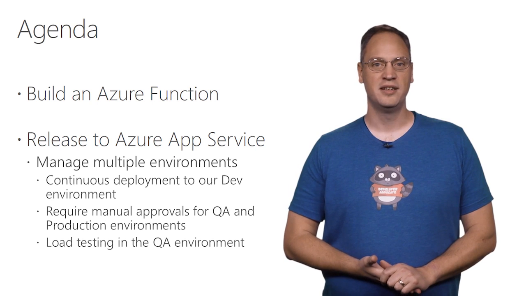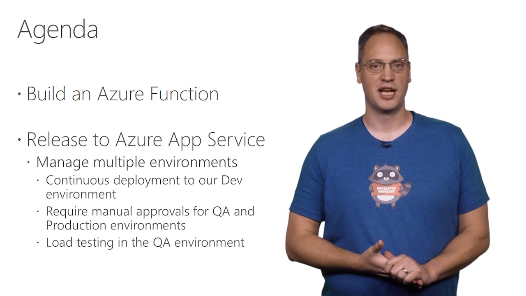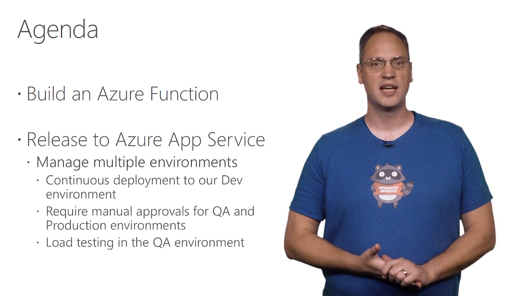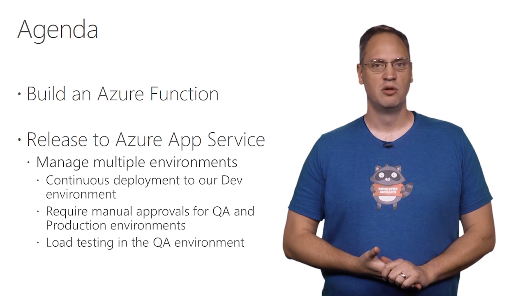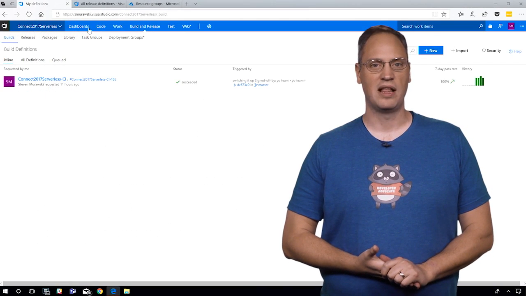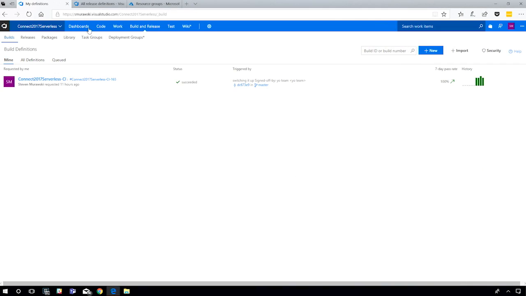We're going to dive right in and take a look at the build and release process for an Azure function. After we've taken a tour of the build and release process, we'll make a change to the application and follow it through the pipeline. All right, we are in the VSTS UI on our build screen, and we're going to take a look at the build for our serverless function.